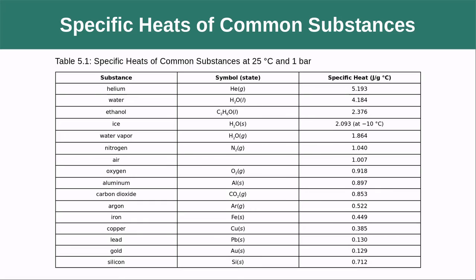So one thing that we can do when we're using specific heats is have various ones for all of the different compounds that we're using. So we know that whenever we have a system that's just helium, it's going to have a specific heat of 5.193 joules per gram Celsius. A lot of our calculations are going to involve water, and you're going to see that number again, 4.184 joules per gram Celsius is its specific heat.